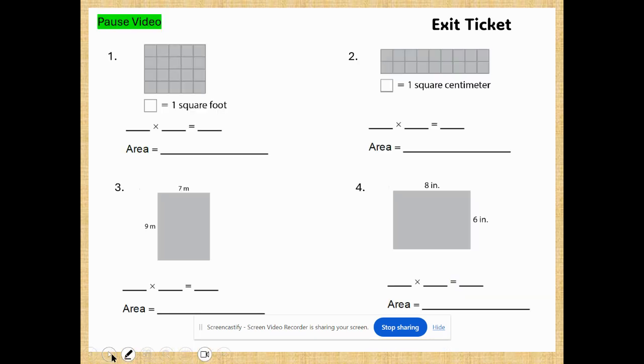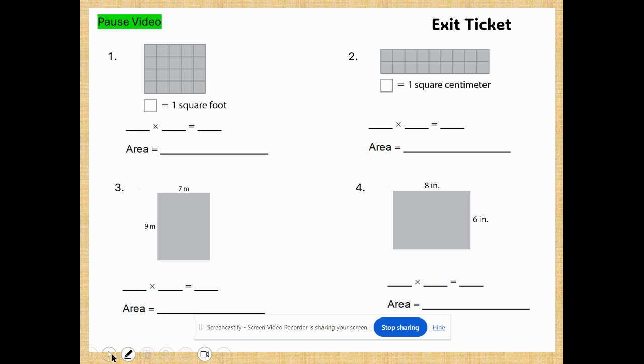All right, pause your video and try these 4 questions on your own. Make sure you write it down and practice the strategy, especially if you don't know the multiplication. Try a multiplication strategy to be able to solve for these equations.